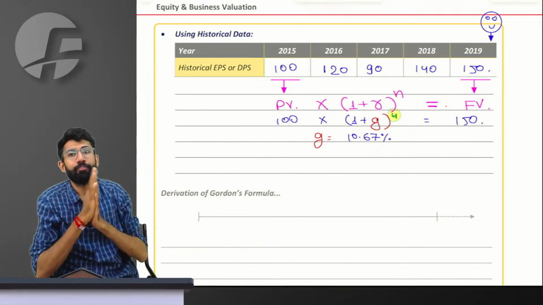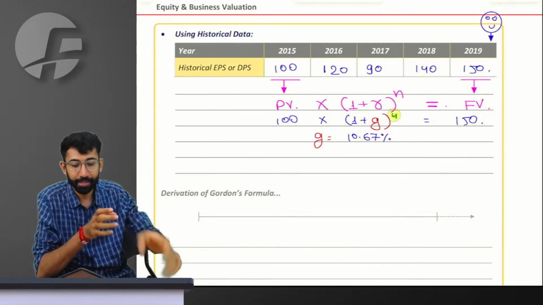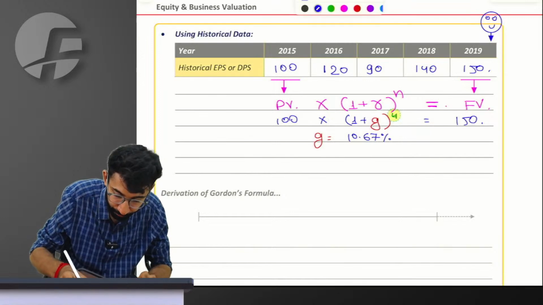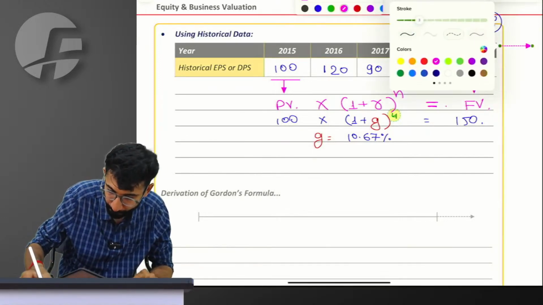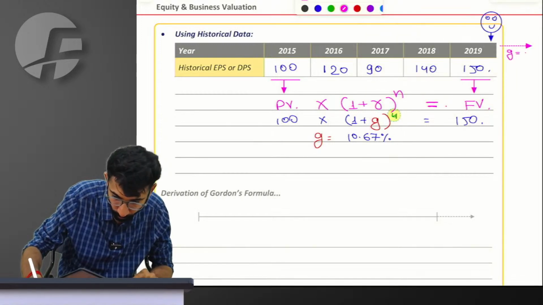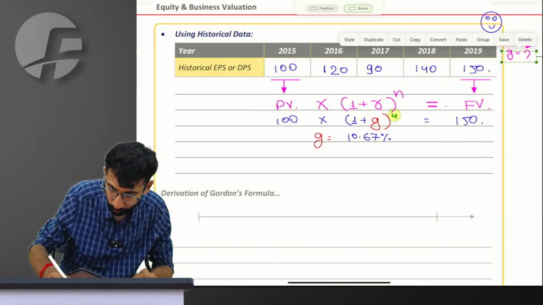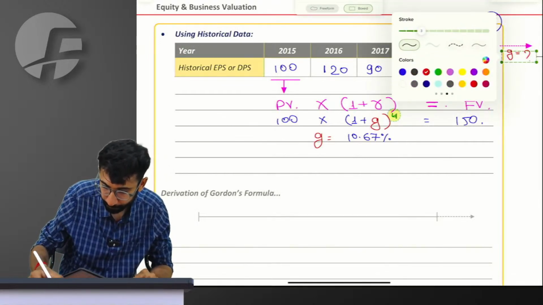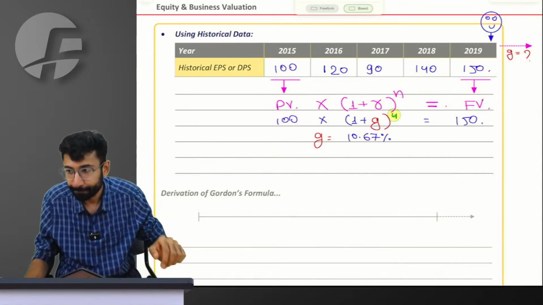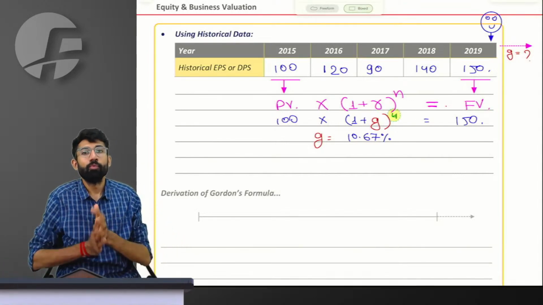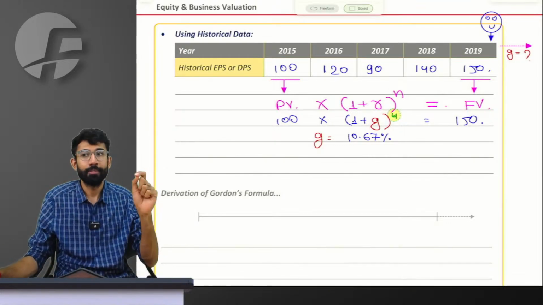Are you people clear with one more way to calculate the growth rate using historical data? Please confirm. Requesting your responses, please. Everyone in the class. Is the clarity of thought reaching you? Quick. Sahil, are we set? Rest of the people in the class, are we set?